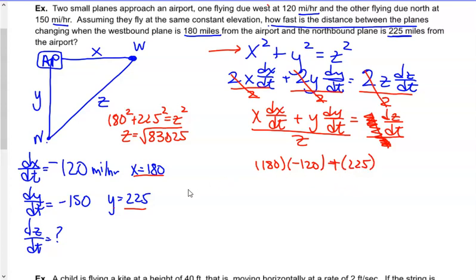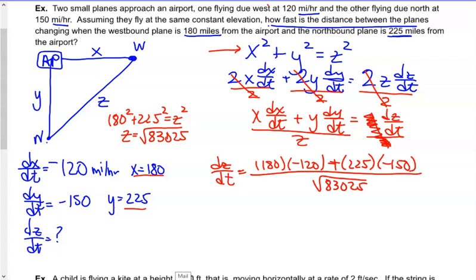Times the dy over dt, which is negative 150, all over the z value that we found, which is the square root of 83,025. And that right there is my dz over dt. Now, you can throw that into a calculator if you so choose, and if you divide by that square root, you end up with negative 192.1 as our dz over dt.